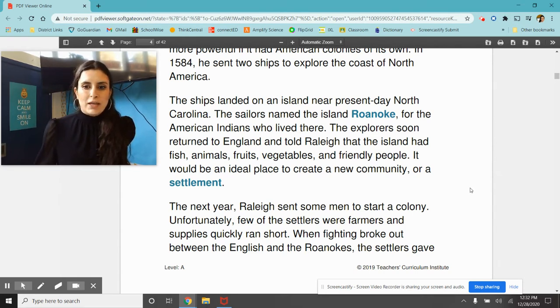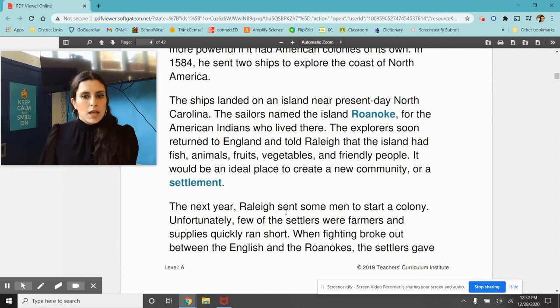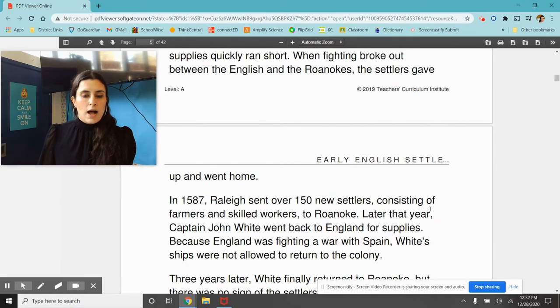It would be an ideal place to create a new community or a settlement. All right, settlement means create a new community. The next year, Raleigh sent some men to start a colony. Unfortunately, few of the settlers were farmers, and supplies quickly ran short. When fighting broke out between the English and the Roanokes, the settlers gave up and went home.